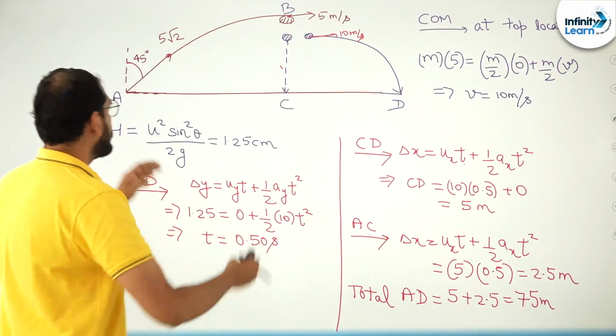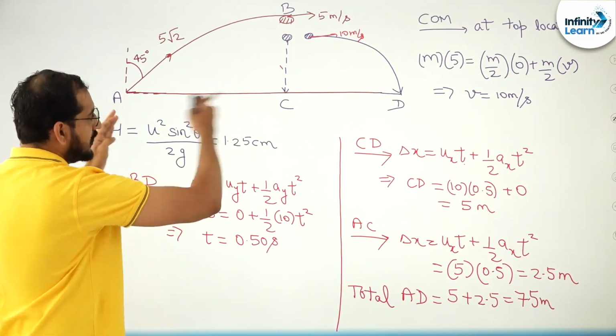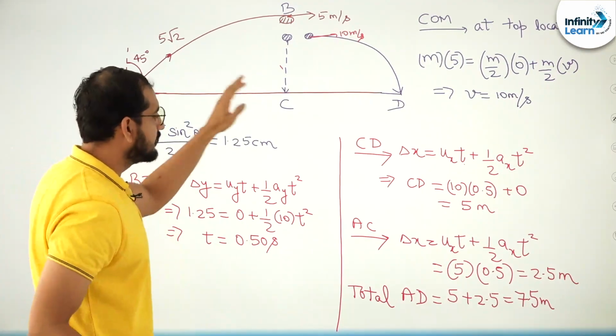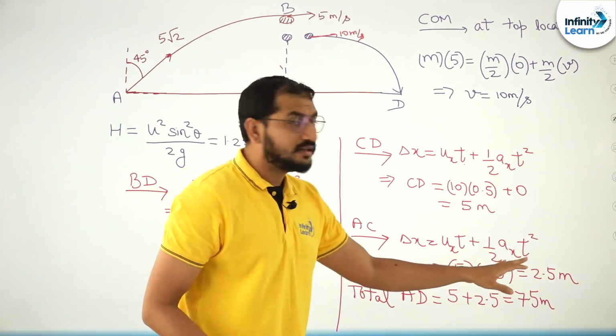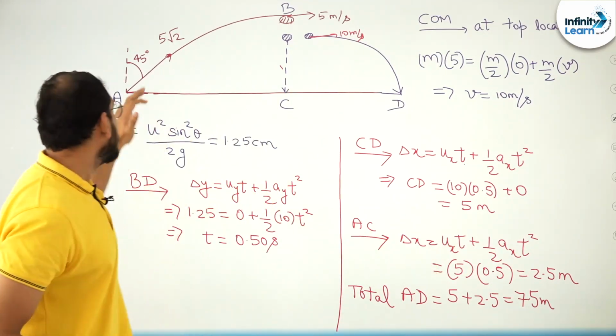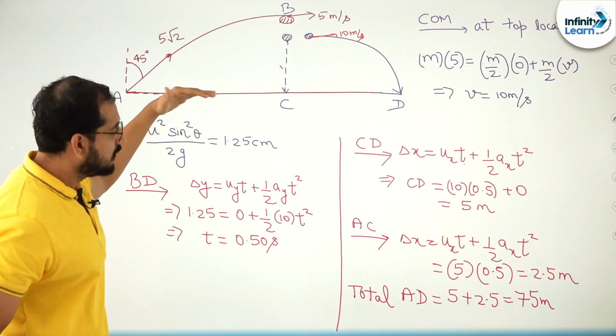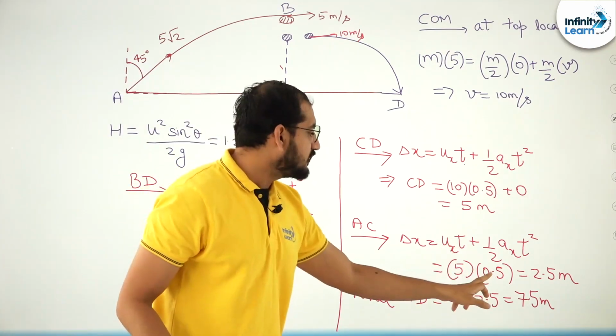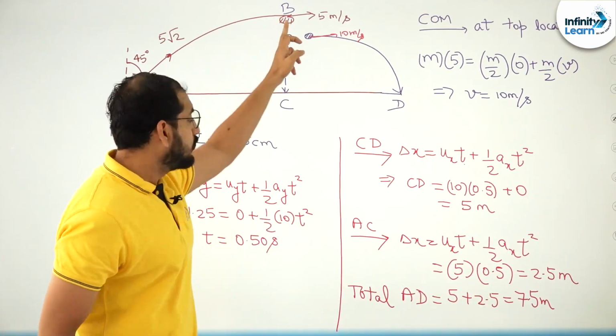Now I want to find EC, which is half of the range of the initial part. Here I am also applying the equation of kinematics along the x-axis. The initial horizontal speed 5√2 sin 45 will be 5 only. The time taken is 0.5 second from point A to point B.